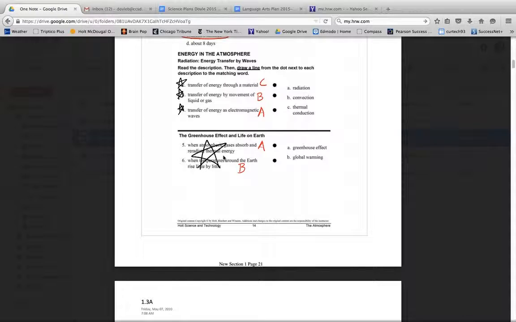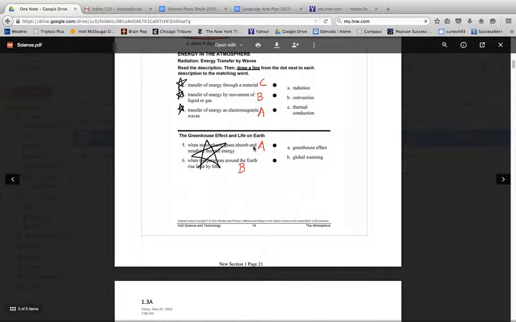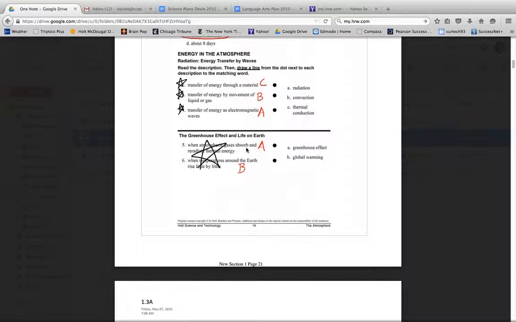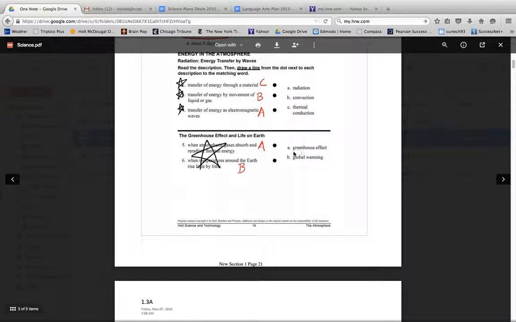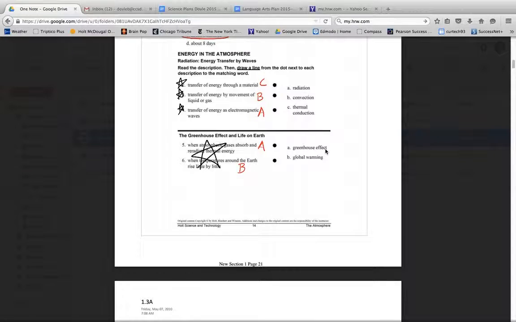Five, when atmospheric gases absorb and re-radiate thermal energy, that's called the greenhouse effect. So when the atmosphere absorbs energy and then keeps the Earth warm, like at nighttime or on a cloudy day, the Earth is still pretty warm because the atmosphere is re-radiating heat. And that's an important thing to keep us alive even at nighttime when the sun's not shining. So number five is A, greenhouse effect.